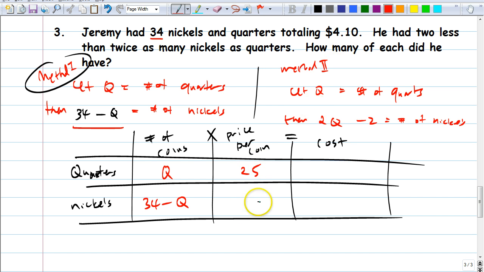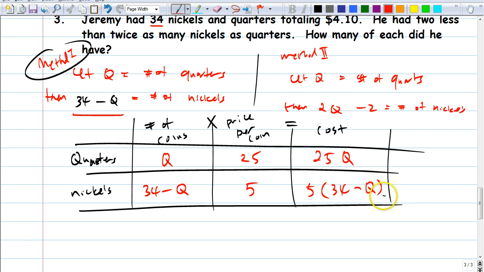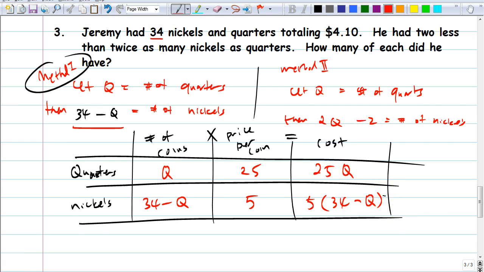The total is $4.10. What about nickels? How much are these nickels? 5. So then what's the cost just for the quarters only? 25Q. What about just for the nickels? 5 times what? 34 minus Q. Can somebody then come up with an equation? This is why we did all this chart. It helps us to come up with an equation.